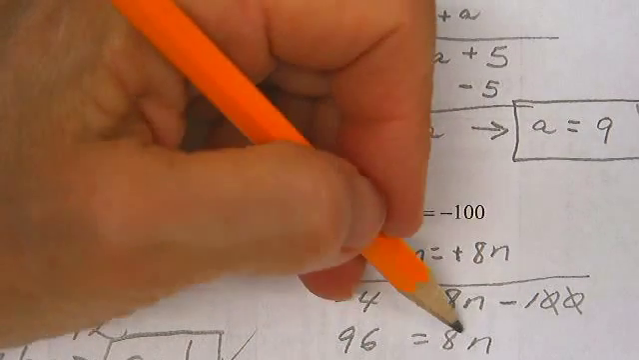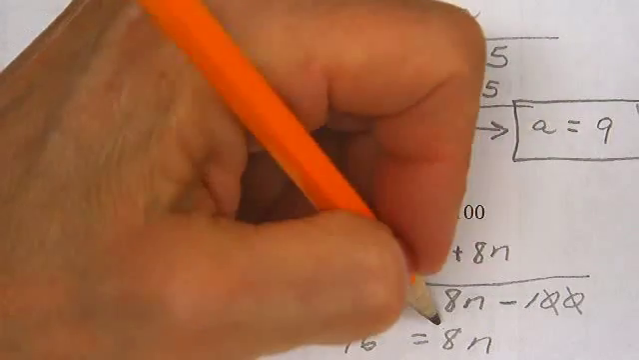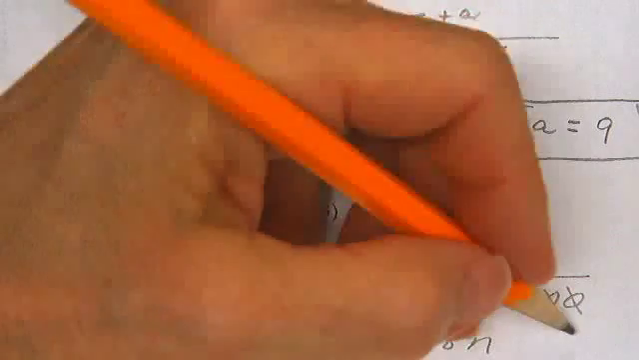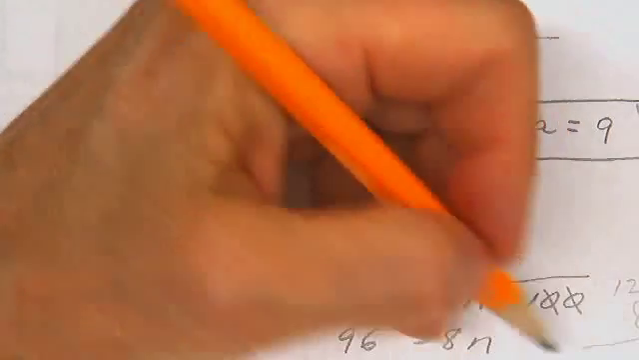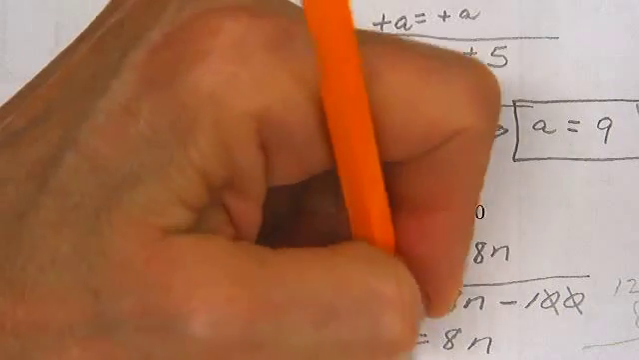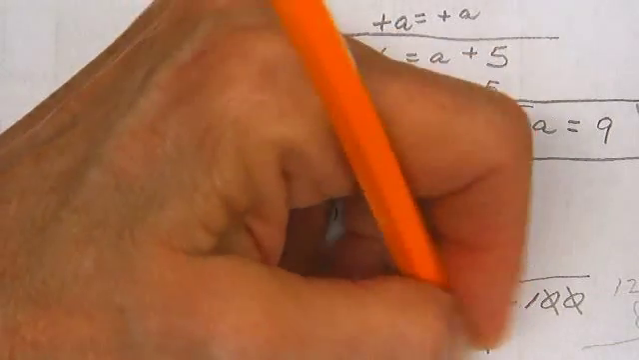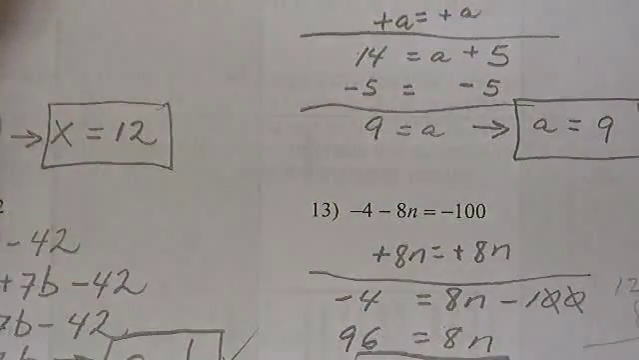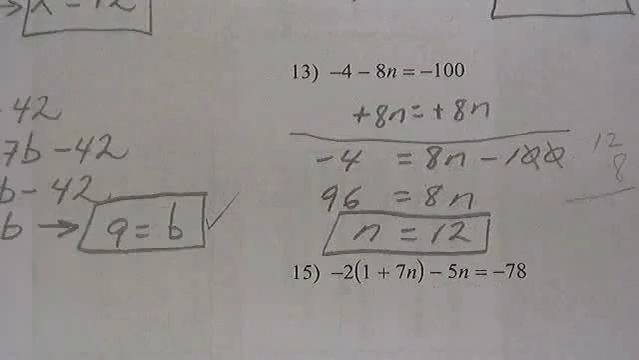12 times 8 is 96. Isn't that right? 8 times 12, yep, 96. So n is equal to 12. Everything's simple when you know how to do it.